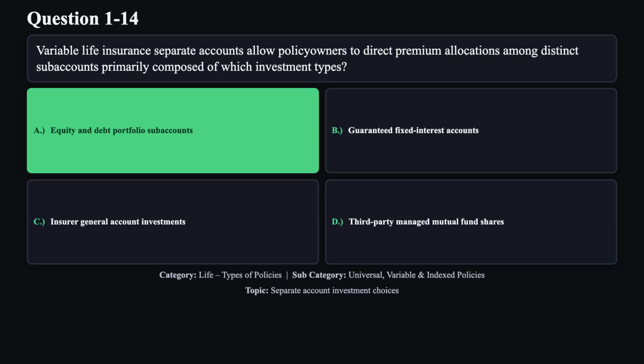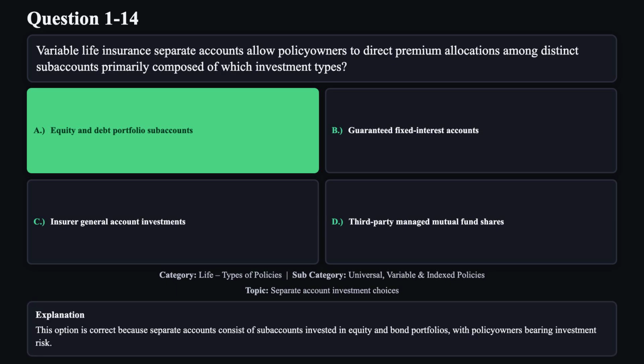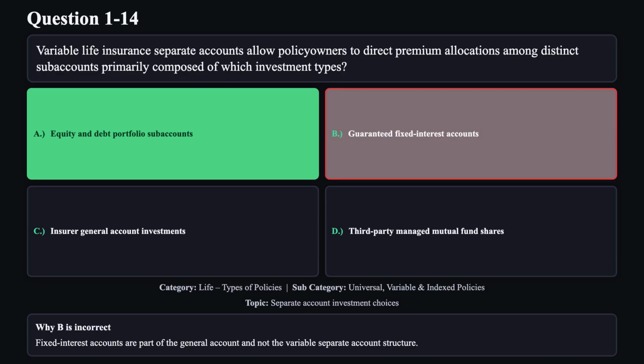The correct answer is A. This option is correct because separate accounts consist of subaccounts invested in equity and bond portfolios, with policy owners bearing investment risk. Reason B is not correct. Fixed interest accounts are part of the general account and not the variable separate account structure.